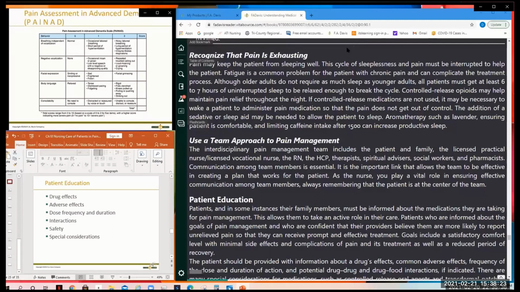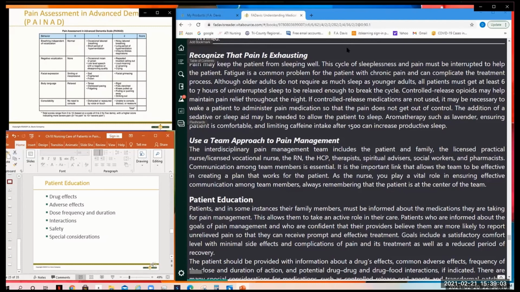Recognize that pain is exhausting. Pain may keep the patient from sleeping well. This cycle of sleeplessness and pain must be interrupted to help the patient. Fatigue is a common problem for the patient with chronic pain and can complicate the treatment process. Although older adults do not require as much sleep as younger adults, all patients must get at least 6 to 7 hours of uninterrupted sleep to be relaxed enough to break the cycle.